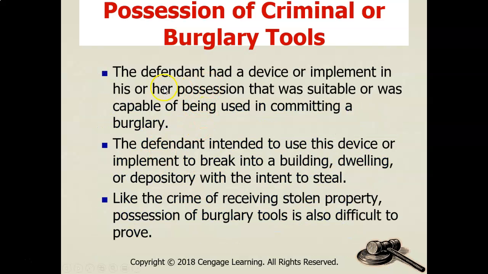So, the defendant had a device or implement in his possession that was suitable for and capable of committing a burglary. And then again, like I said, the defendant intended to use the device to break into a building. Kind of a hard case to prove. Usually, you're going to have something where you can match maybe the tools that you recover from the person up to damage done, or some type of an admission.